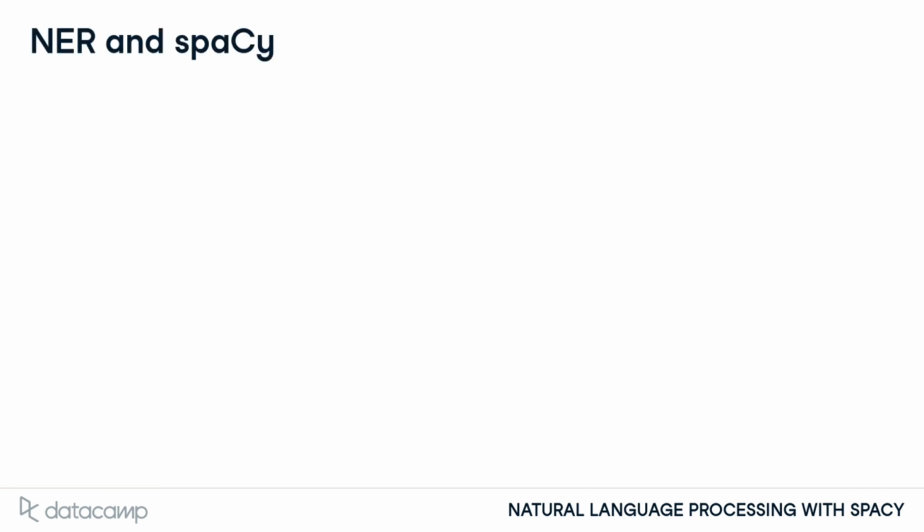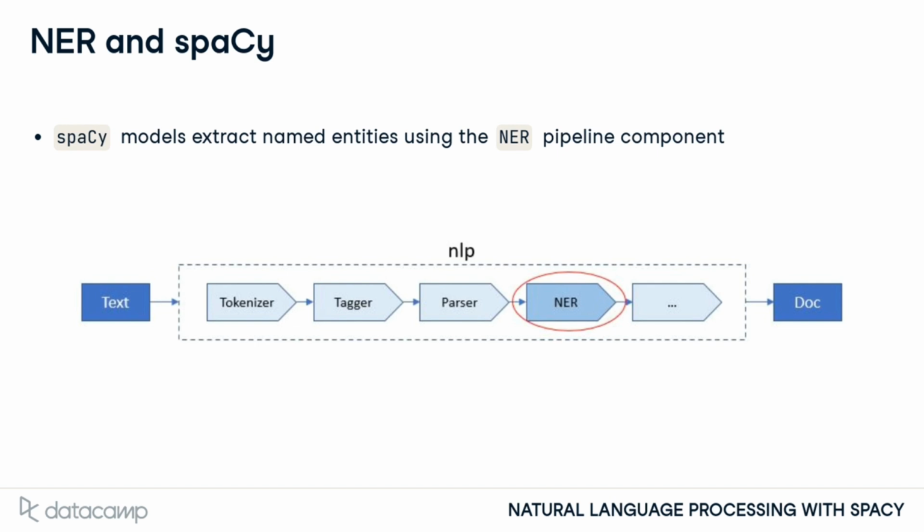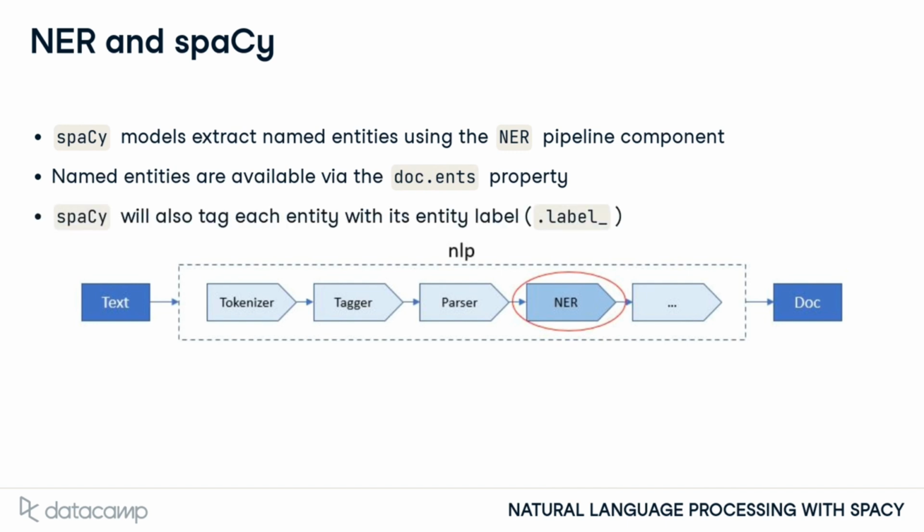spaCy models can predict named entities and their corresponding labels as part of the NER component. Named entities are available via the doc.ents property of a doc container. spaCy will also tag each entity with its corresponding label, which represents an entity type.